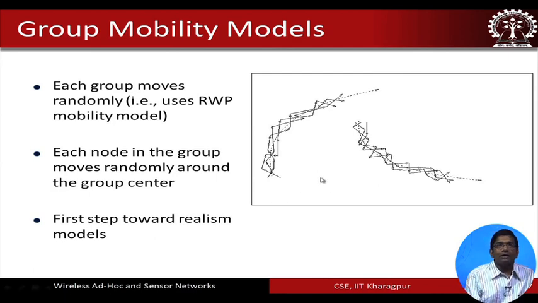If you look at this particular case, we have a group like this. Around the group center, all the nodes in the group move around, and finally the group moves as a whole, and what we see over here is the group mobility model. This is the first model towards realism. This is the first step that has been taken towards designing realistic, group based mobility models, because these are the models that exist in real life scenarios.